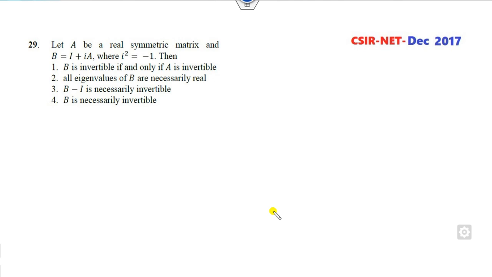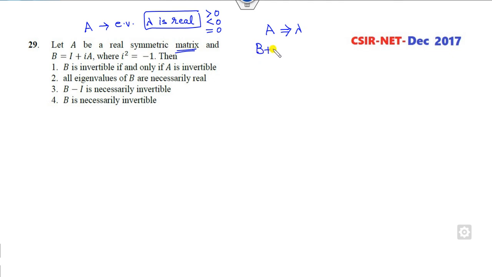Look at the next one. Again, this is the matrix, so we will think about the eigenvalue. A is the real symmetric matrix. So what are the eigenvalues of A? They are real. Fine. They can be positive, they can be negative, they can be 0. It can be positive, less than 0, or it may be 0. So I assume A's eigenvalue is lambda.